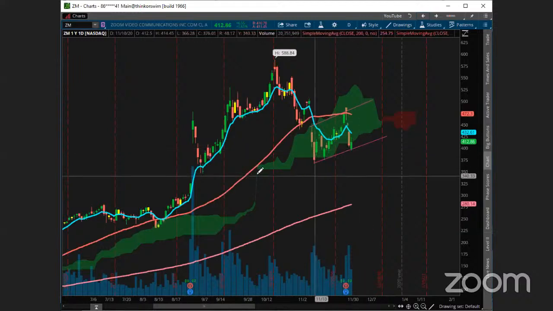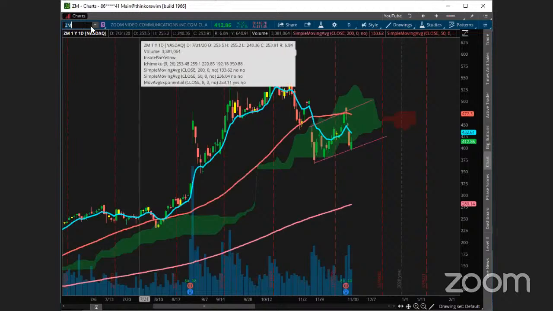So if we do break below here, watch out below. You got a nice big gap here, which was my original idea for it. But let's see how that goes on Zoom.